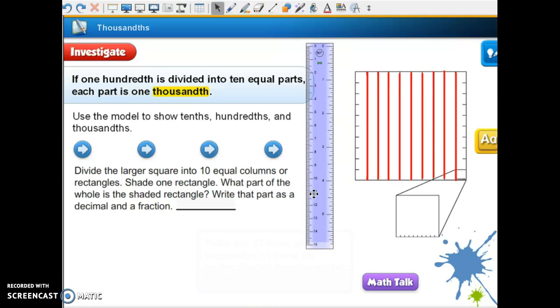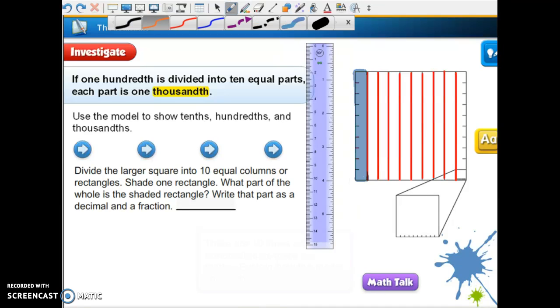Now it says shade one of the rectangles. So go ahead and take your colored pencils and shade one of the rectangles. Now the question is, what part of a whole is the shaded rectangle? Write that part as a decimal and a fraction. What will my decimal look like? 0.1. And what place value is that one in?